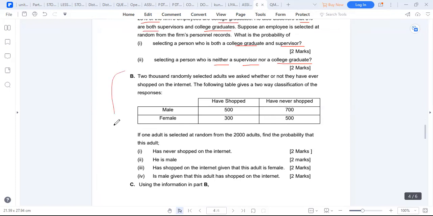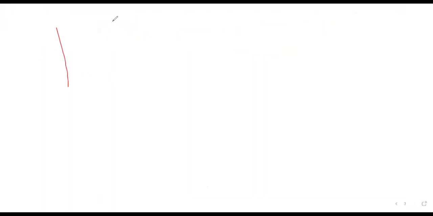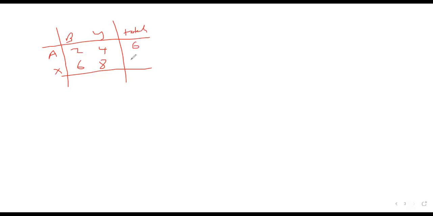Then question number 2, part B. I'll explain briefly on this so that you appreciate the concept. If you're given probabilities A, B, X, Y, and you have 2, 4, 6, 8, the first thing is to get the totals. What's the total for A? You add up, get 6. Total here, 14. And total for B, 8. Total here, 12. And the sample space is 20. This is the total for everything.